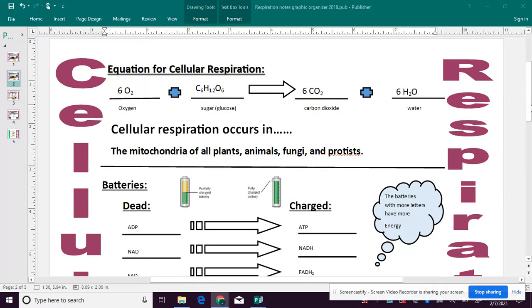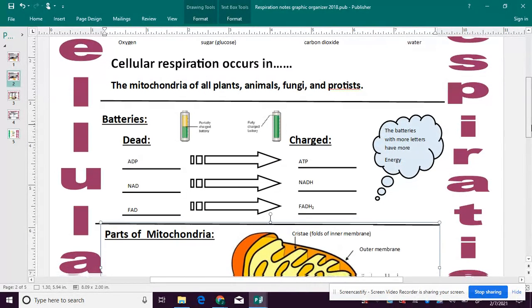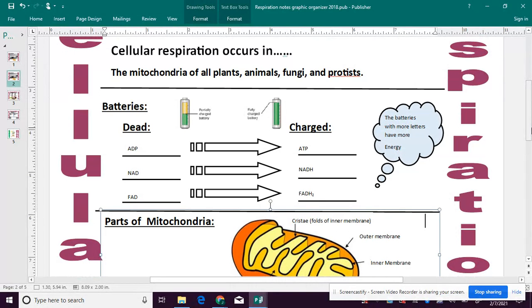Cellular respiration is the process of breaking down food to produce energy for your cells. This is going to occur basically in all cells. Not all cells have a mitochondria, so we're just going to focus on the mitochondria part. Cell respiration occurs in the mitochondria of plants. Plants have mitochondria, animal cells have mitochondria, and fungi and protist cells, because they are eukaryotic, should have mitochondria as well, the powerhouse.